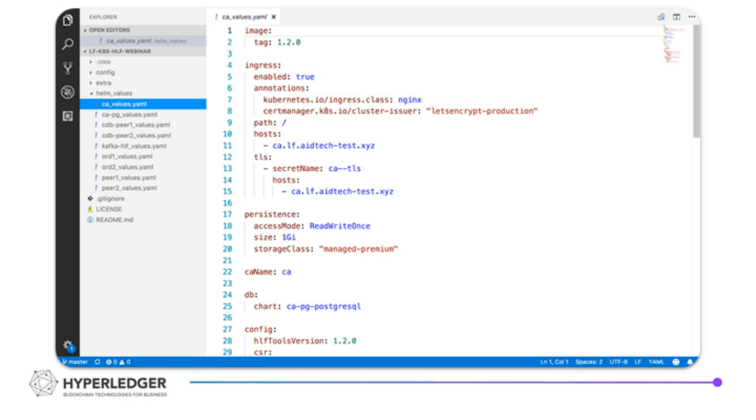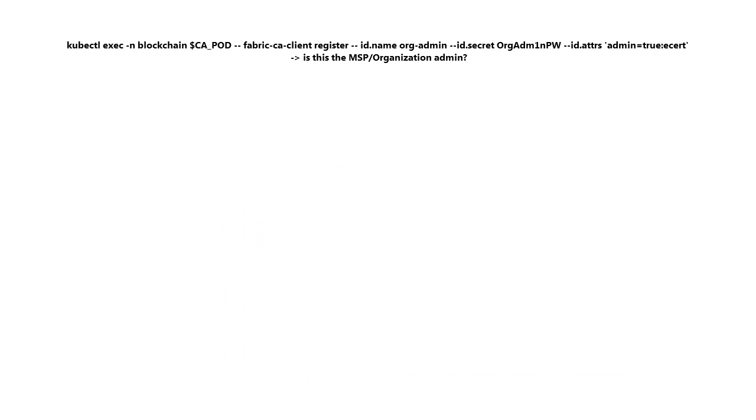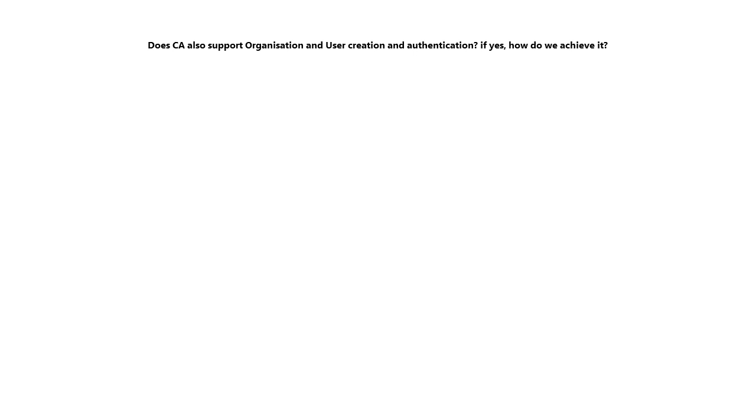Yes. So the next question is kubectl exec dash and etc. Yes, this is the MSP organization admin. That's indeed true. Yes. Okay. Push the slide. Does the CA also support organization and user creation and authentication? And if yes, how do you achieve it?